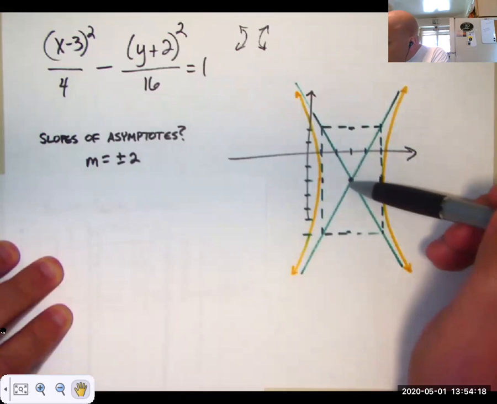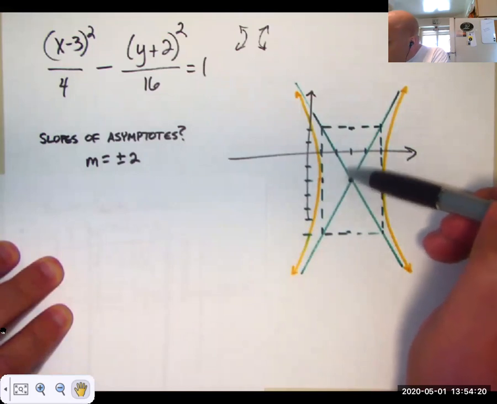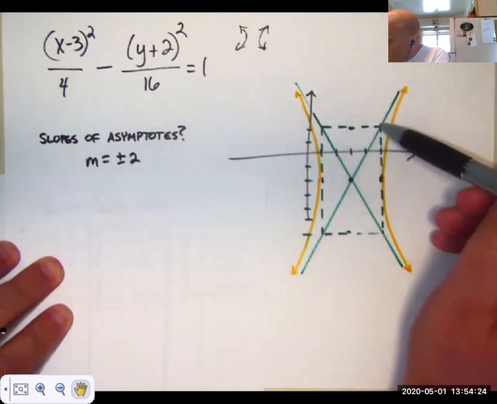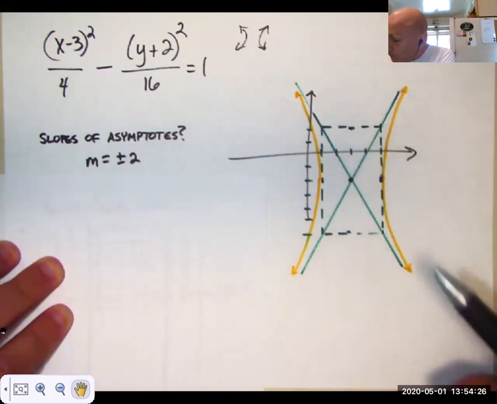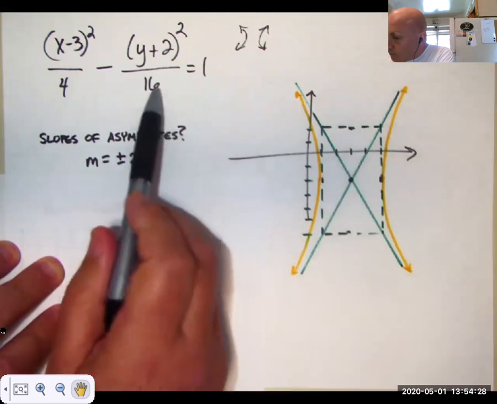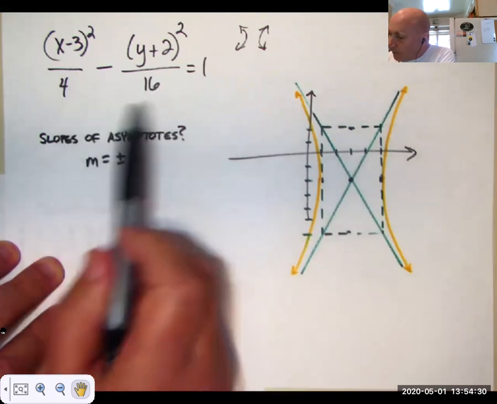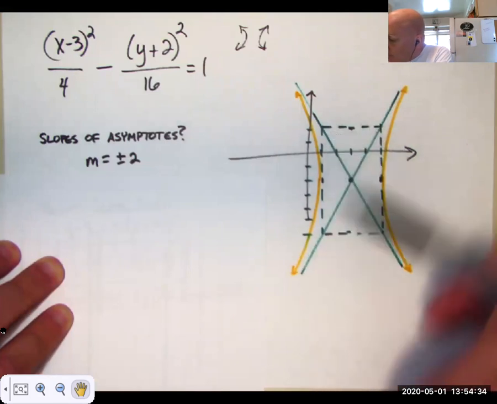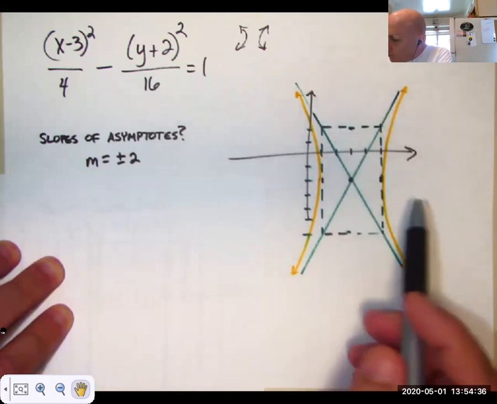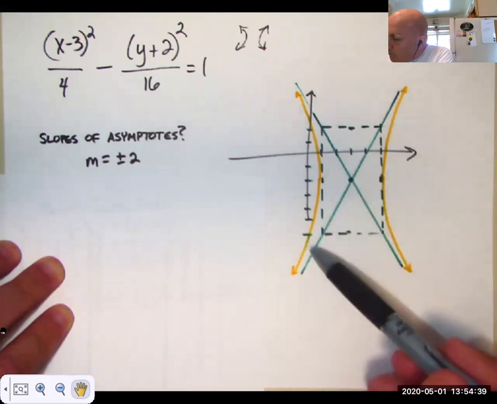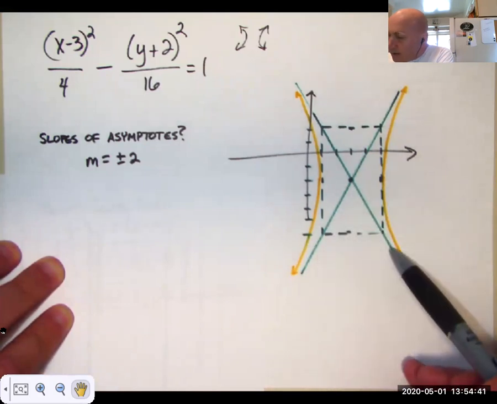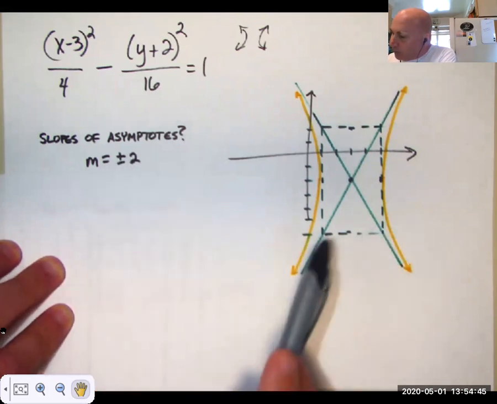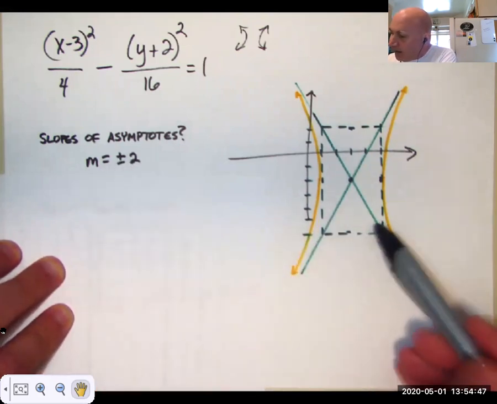So to get this slope, you can see I went 1, 2, 3, 4, up 4 over 2. That's a slope of 2. Because this is 4 squared, 2 squared. So anyway, here's my box. Here are my asymptotes. What are the equations of these green lines, these asymptotes? Well, we know their slopes. This one is +2. This one is -2.